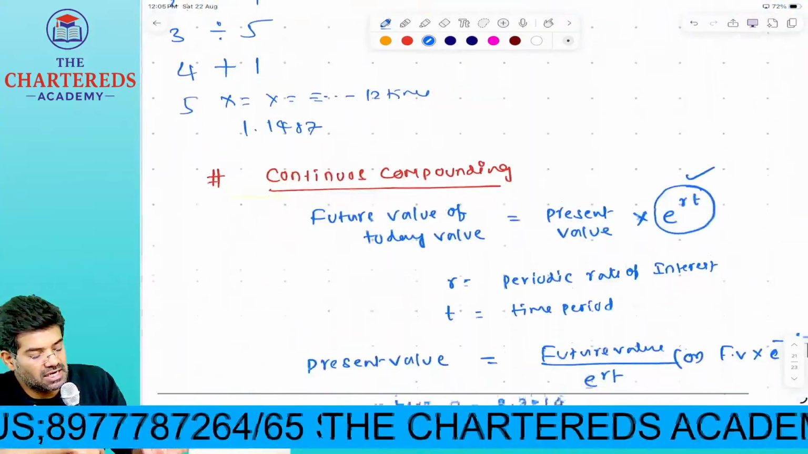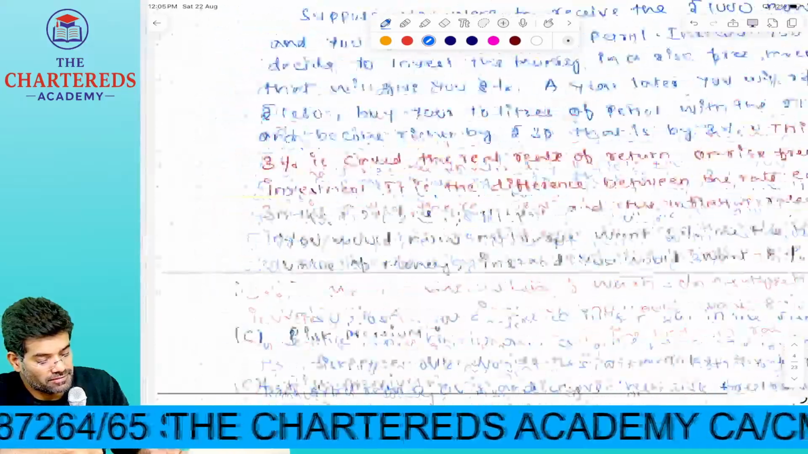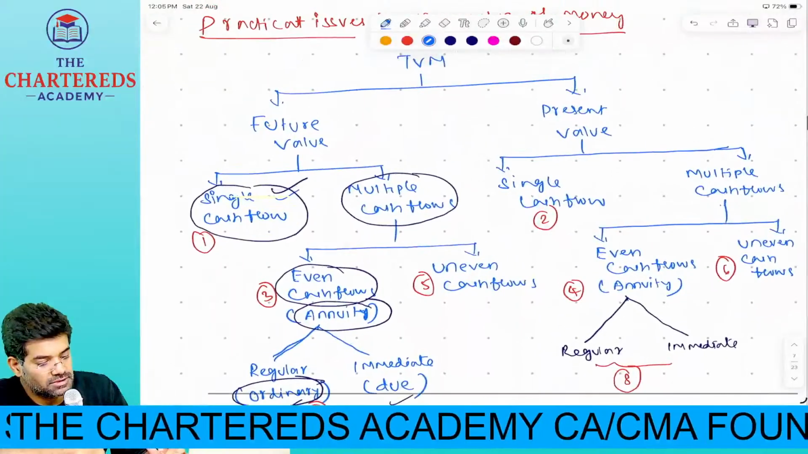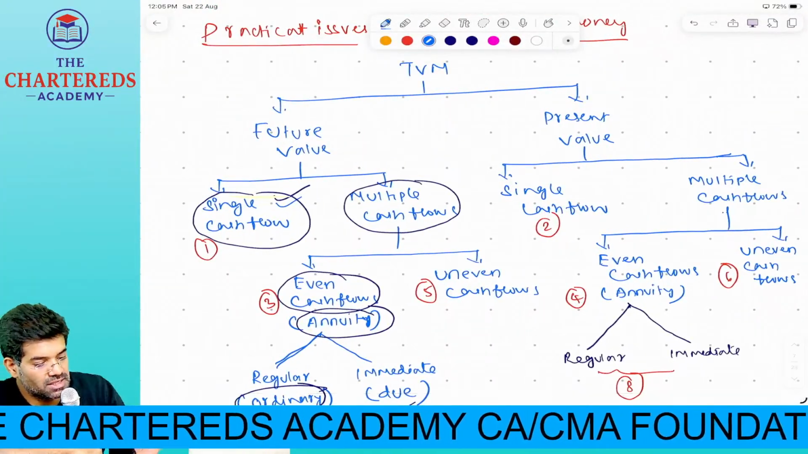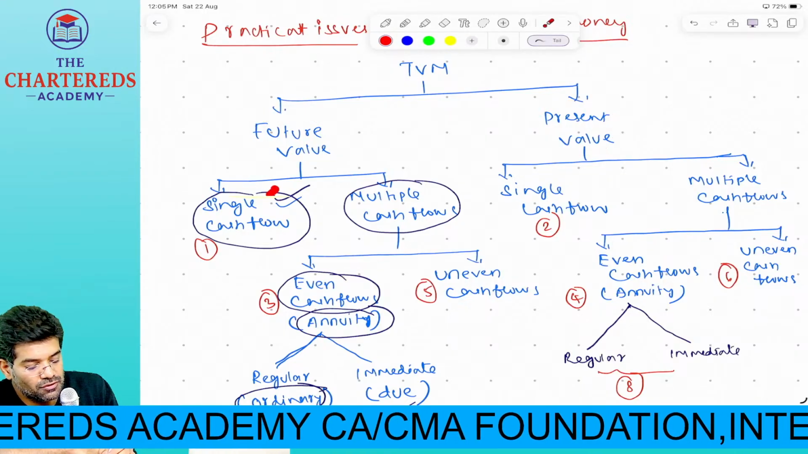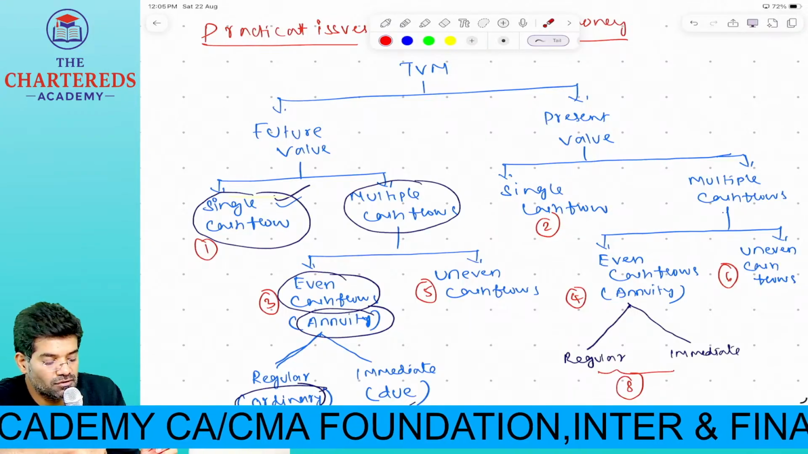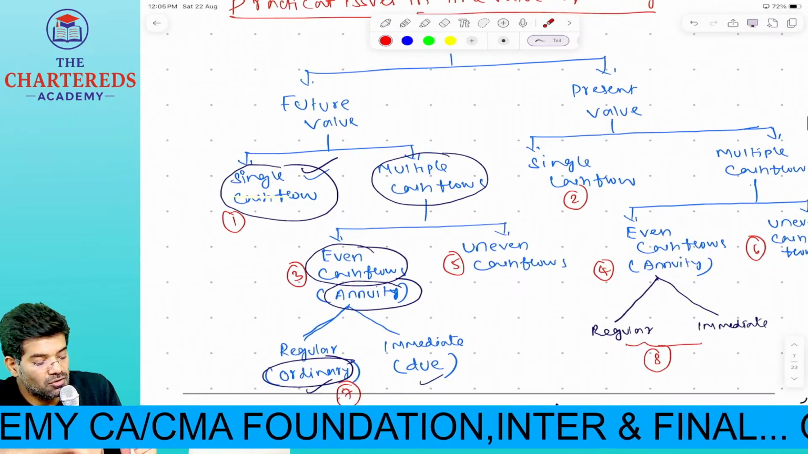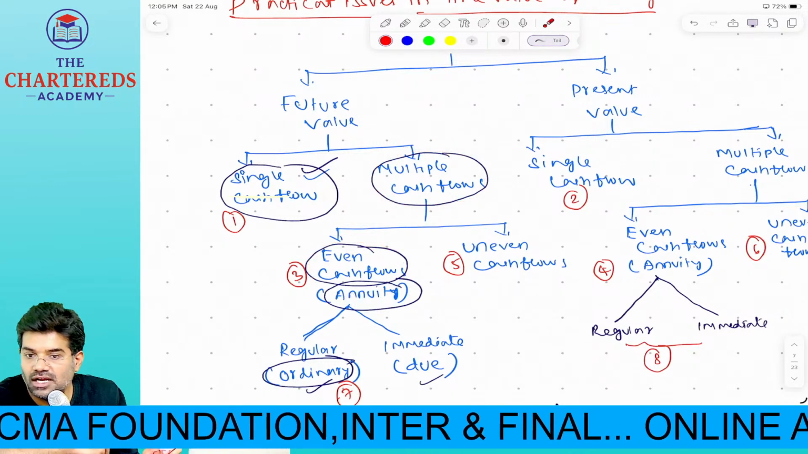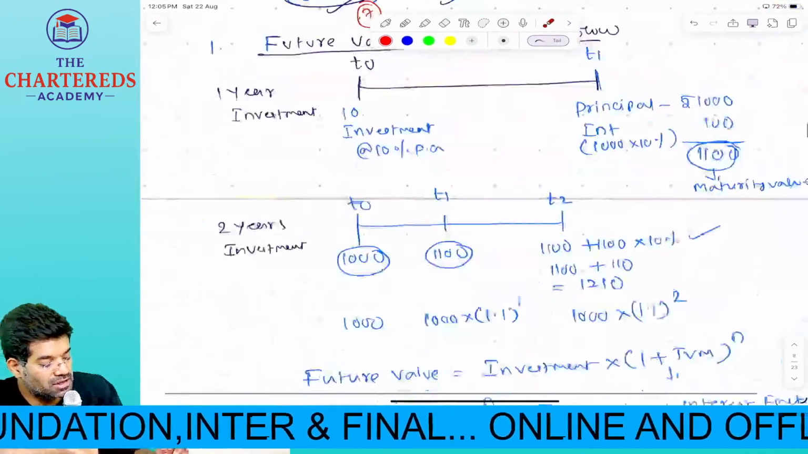So in this chart now, time value of money, future value, present value. In this, future value of single cash flow and present value of single cash flow, we finished. Now multiple cash flows, out of that, even cash flows, we call it as what? Annuity. So let us cover now the next one.